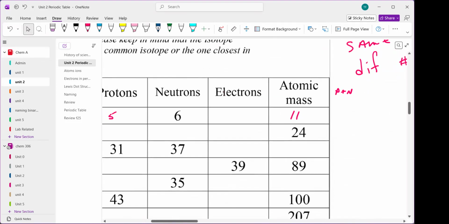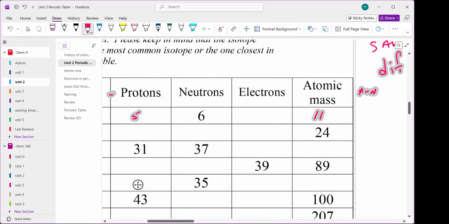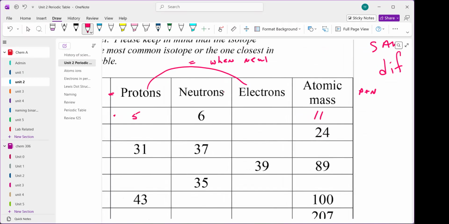Now these are all neutral. If I tell you they're ions, that changes the picture. But unless I tell you that, consider them neutral. So if it's got a neutral charge, how many electrons do we have? 5. When it's neutral, protons and electrons are equal because the charges have to balance.